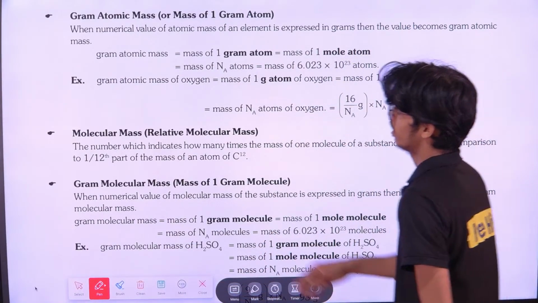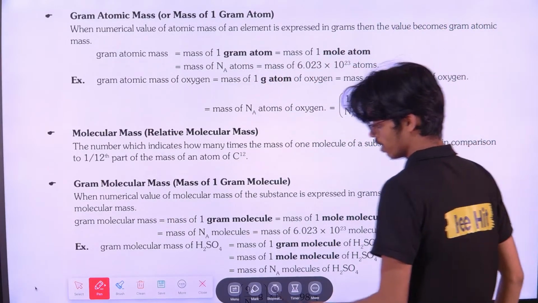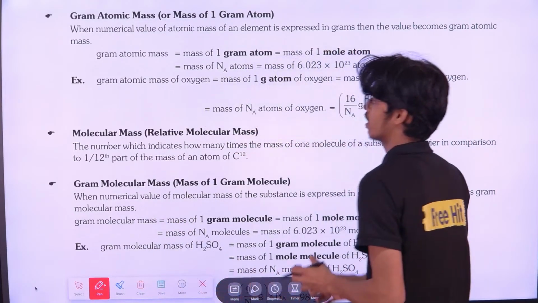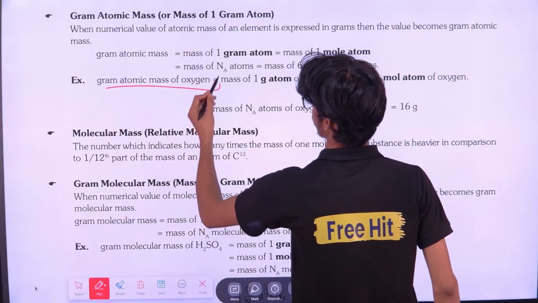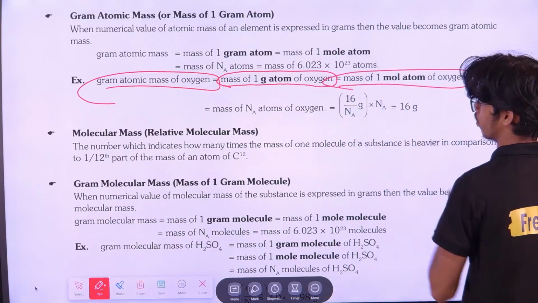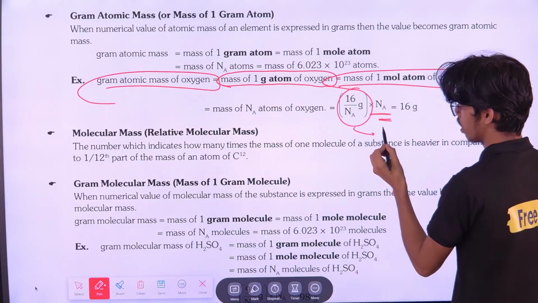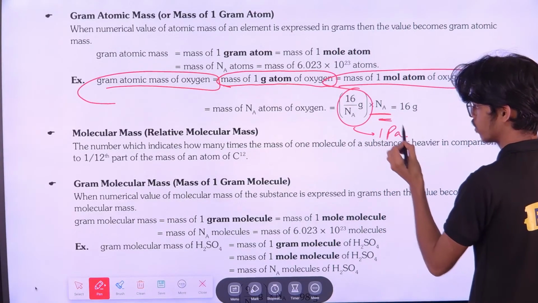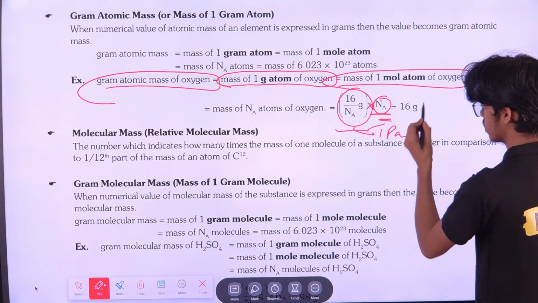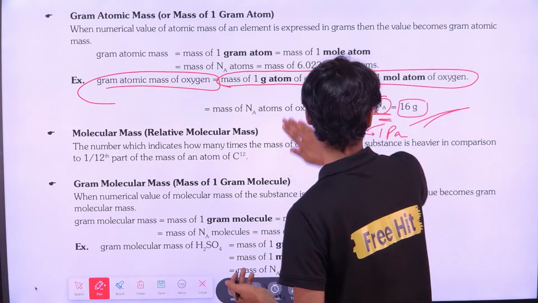Now I hope you understand. Gram atomic mass is equal to mass of 1 gram atom or mass of 1 mole of atoms. 1 gram atom or 1 mole atom, it is the same. So it is just representing the number of atoms. Now gram atomic mass of oxygen is equal to mass of 1 gram atom of oxygen, that is mass of 1 mole of the atom. So 16 by Na into Na. This is the mass of 1 particle multiplied by Na. It means if you multiply all this, you will get the mass of 1 mole and that is 16 grams. I hope you are now able to understand this thing, got it?